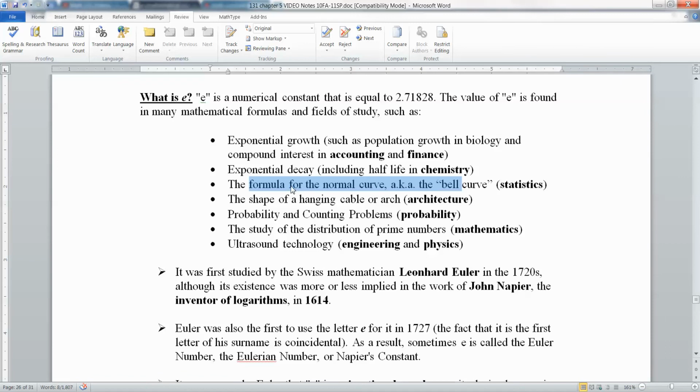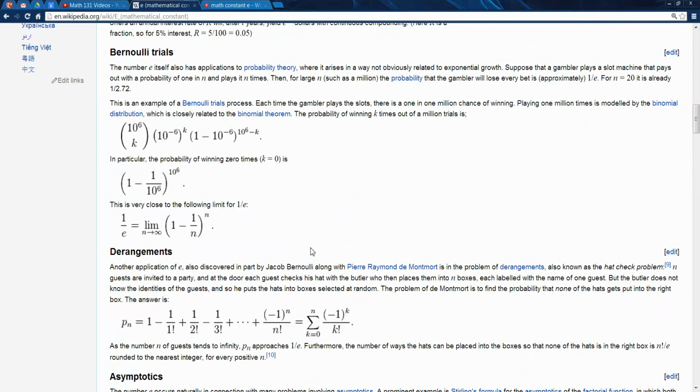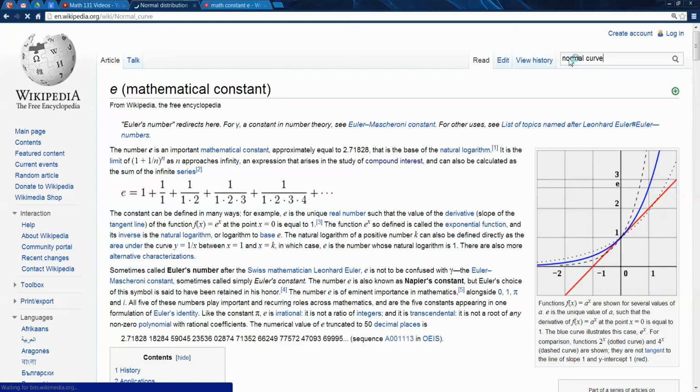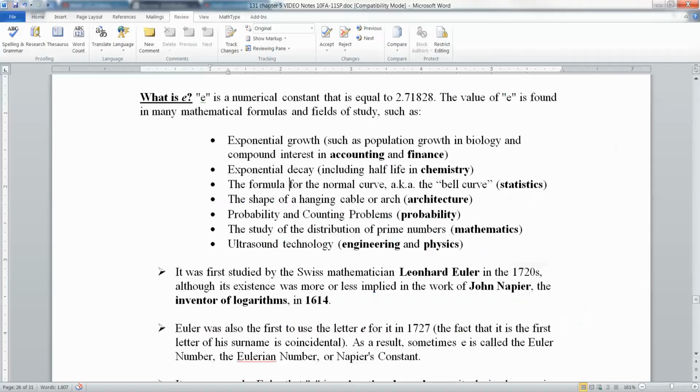Here, I'll Wikipedia it for you. If you look up all this information on E, it's, like I said, kind of a big deal. If I look up the normal curve, just so you guys can see what it looks like, it looks like that. It's that green curve right there. You can see it in the formula. There's the formula for it. You don't need to know all of this stuff. It's E right there. Yeah, that's E, right? It's a big deal for probability, for statistics, and for architecture. That's how cables and arches have a curve function that involves E, et cetera.